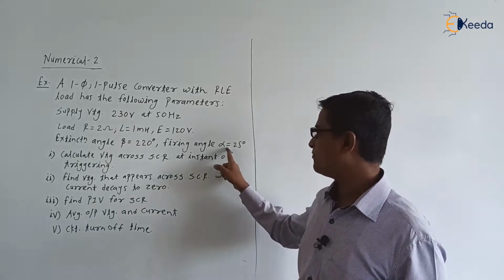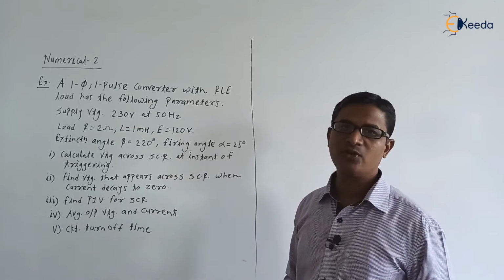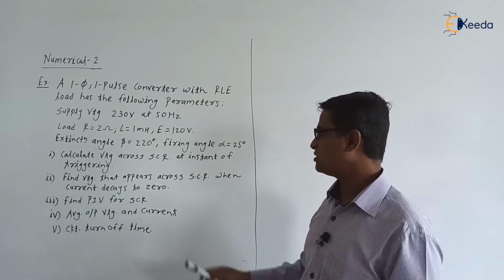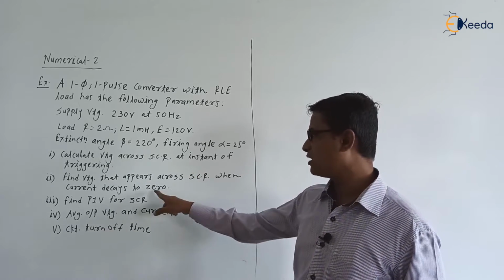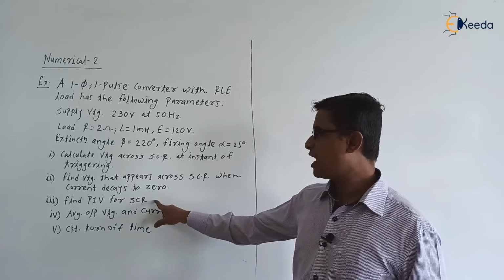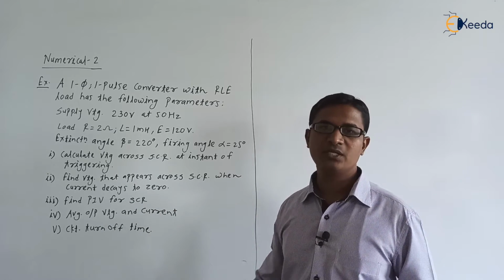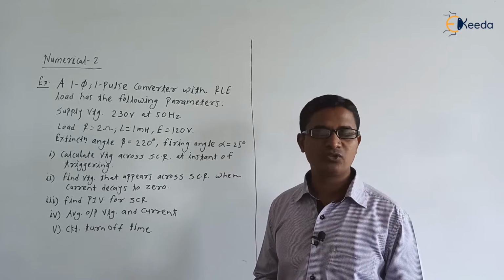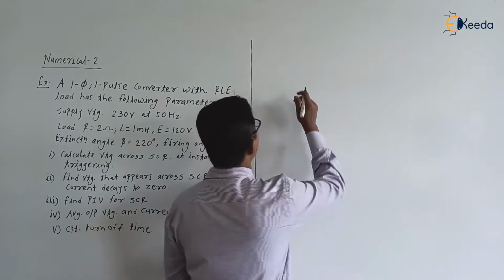Firing angle alpha is 25 degree, and we need to find 5 values: voltage across the SCR at the instant of triggering, voltage that appears across the SCR when current decays to 0, PIV for SCR, average output voltage and current, and circuit turn off time. So these 5 values we need to find. First, let us draw the circuit diagram.